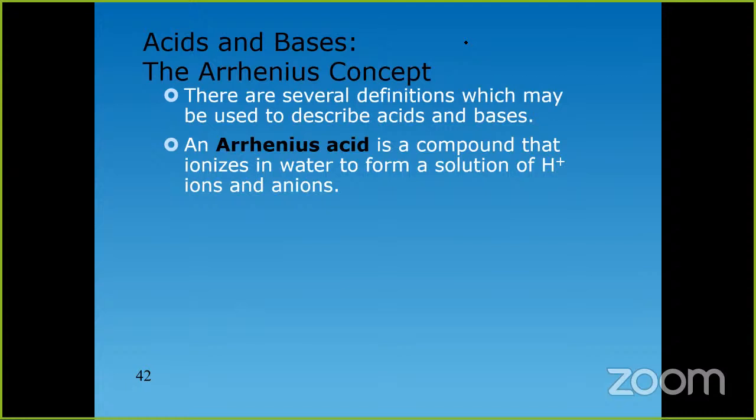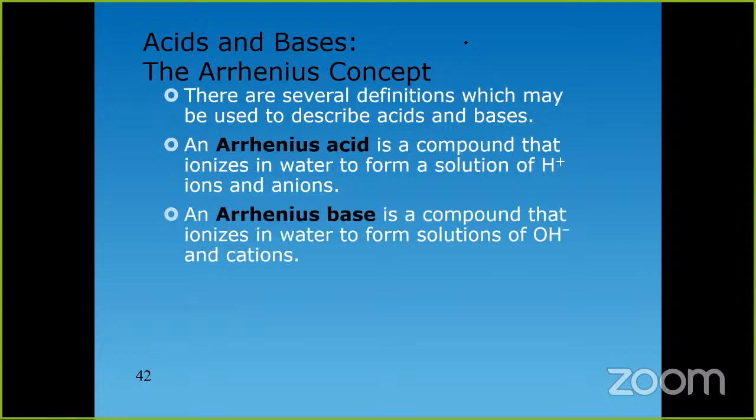And then, according to Arrhenius again, a base is a substance which, when added to water, produces hydroxide ions and cations, all right? So according to Arrhenius, an acid is a substance which produces hydrogen ions when added to water, a base is a substance which produces hydroxide ions when added to water.